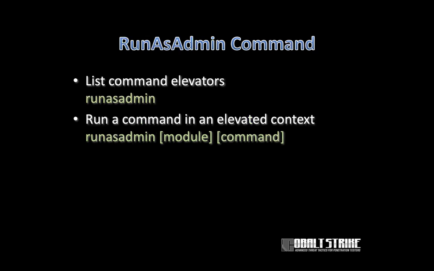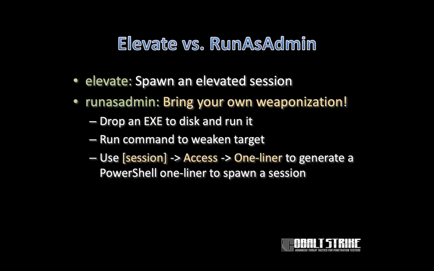Use run as admin to run a command in an elevated context with a command elevator. To see the command elevators registered with Cobalt Strike, type run as admin in a Beacon console. To run a command in an elevated context, use run as admin, the module, the command, and arguments.